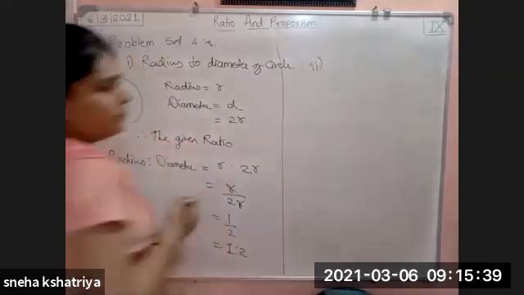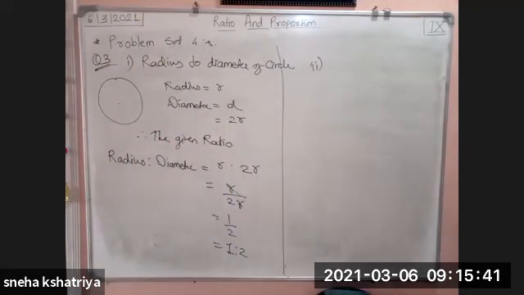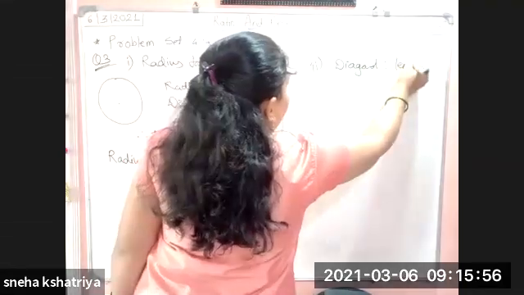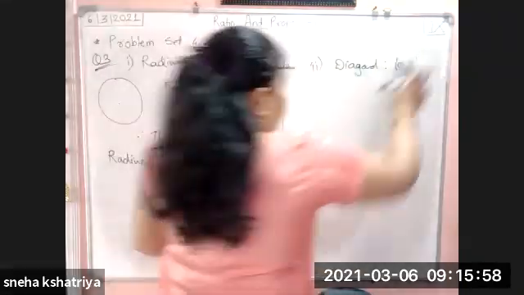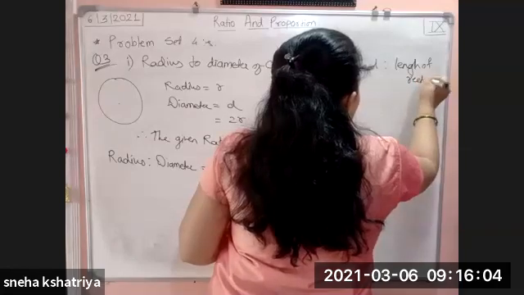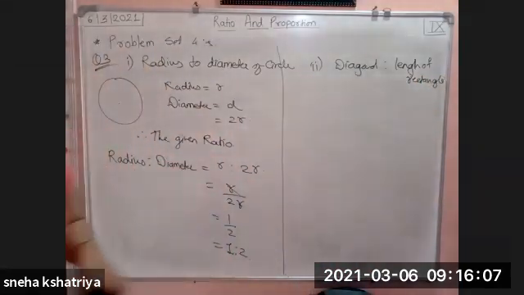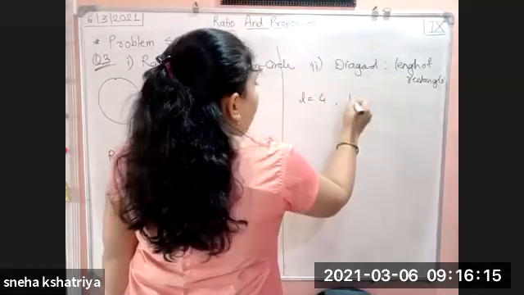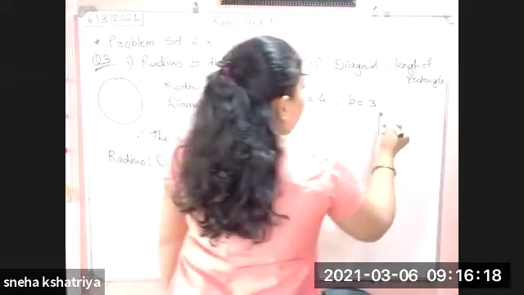Second, the ratio of the diagonal to the length of a rectangle. Ratio of diagonal to length of rectangle, having length 4 and breadth 3 cm. Okay, length is given 4 and breadth is 3 cm. See, a rectangle is there.